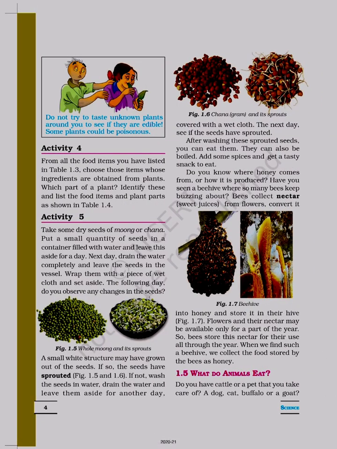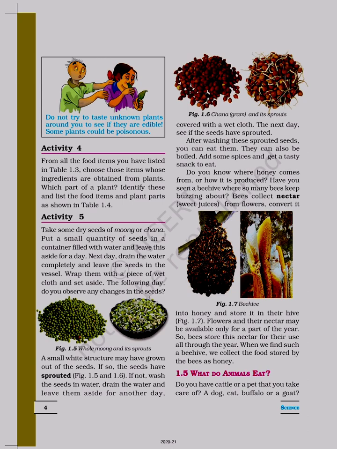Do not try to taste unknown plants around you to see if they are edible. Some plants could be poisonous. Activity 4. From all the food items you have listed in Table 1.3, choose those items whose ingredients are obtained from plants. Which part of a plant? Identify these and list the food items and plant parts as shown in Table 1.4.